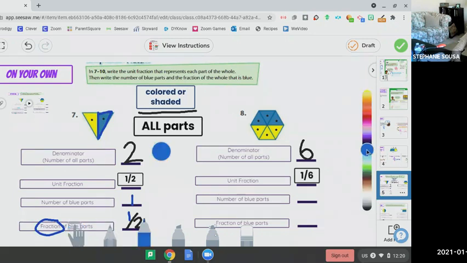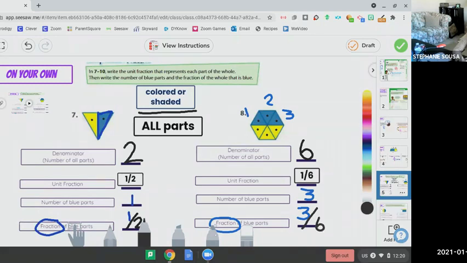Number of blue parts. This is where you guys messed up. The number of blue parts is 3. 1 blue part, 2 blue parts, 3 blue parts. This says the fraction of blue parts. 3 of the parts are blue. Here's where you guys messed up. There are still 6 parts.